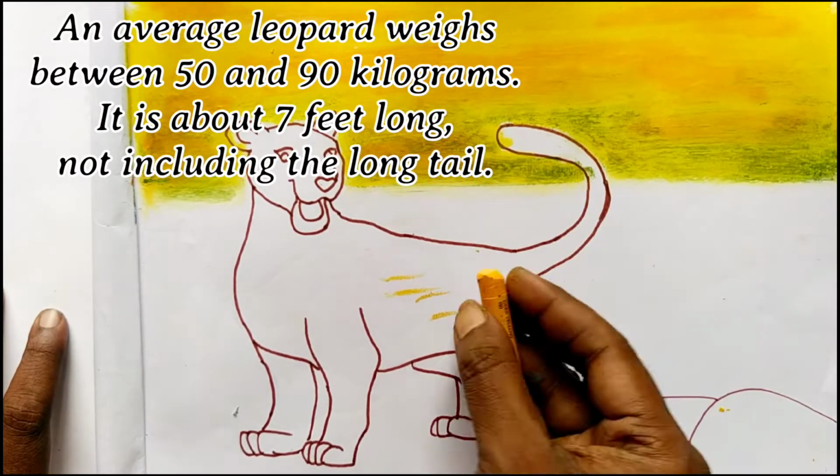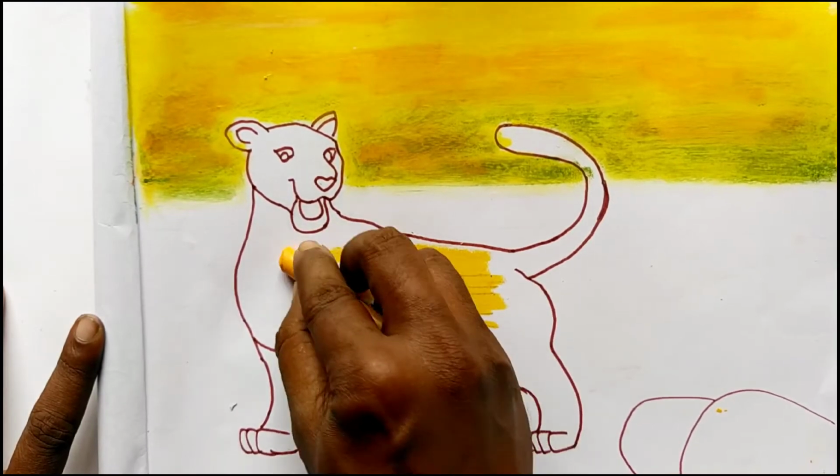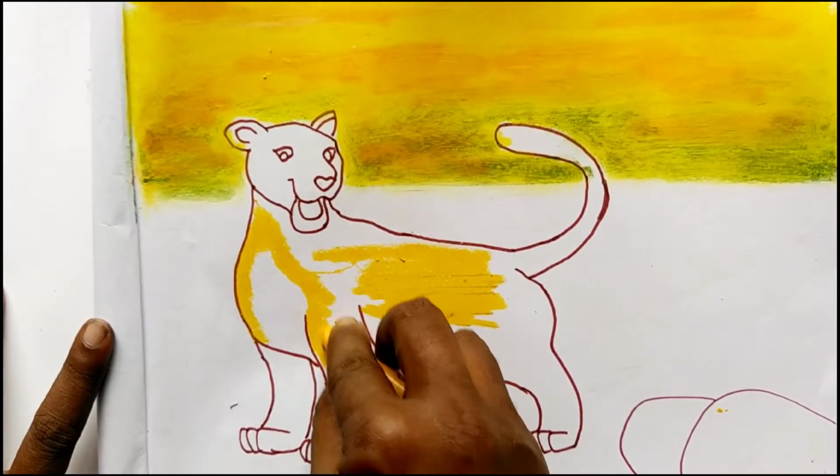An average leopard weighs between 50 and 90 kilograms. It is about 7 feet long, not including the long tail.